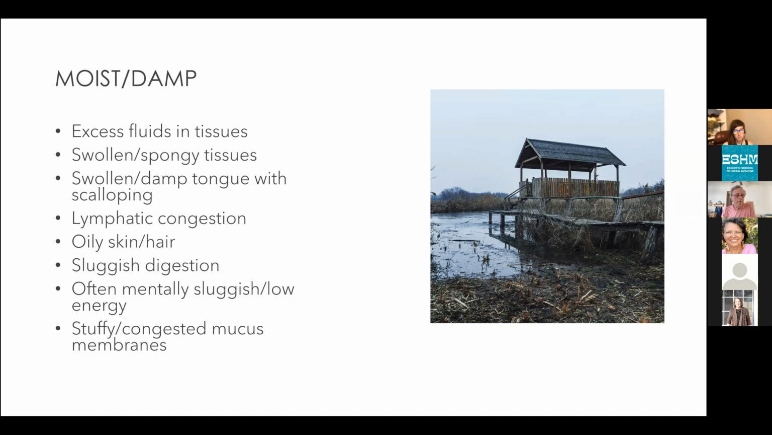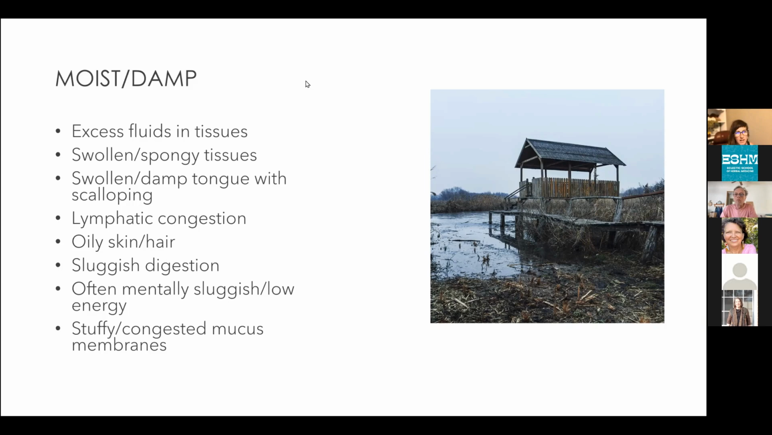In the moist or damp tissue state, we see oilier skin, oilier hair, sluggishness, low energy. And note that low energy and fatigue can be caused by a lot of different health issues. It's kind of a complex topic. But if someone is showing all of these other symptoms and they're also a little sluggish, giving them some warming, moving herbs, some aromatics, and some lymphatic support might also help with their energy.